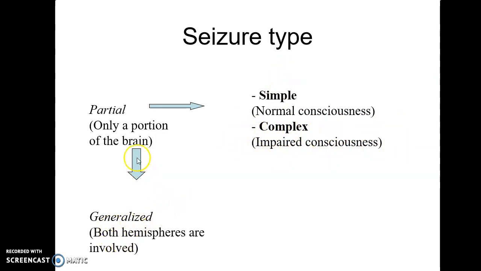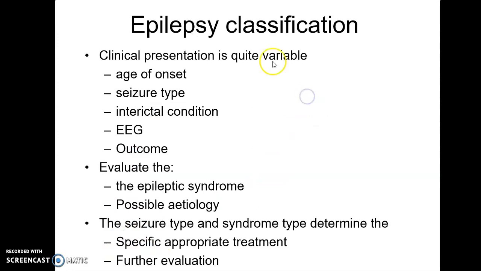In generalized, which is not related to stroke, the seizure type is going to be very severe. The whole body is going to be involved. So epilepsy classification is very tough actually, and most of the time we as physiotherapists don't understand, but we try to understand what is the basis behind it and continue our therapy along with understanding the condition. Clinical presentation is quite variable, meaning it can always change. It is not going to be 100% definite.